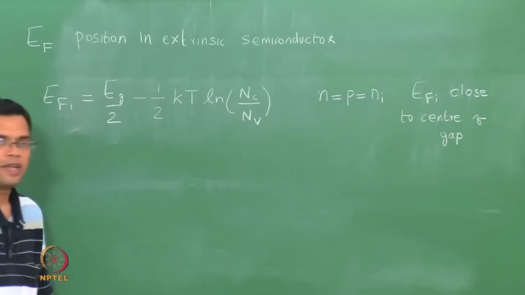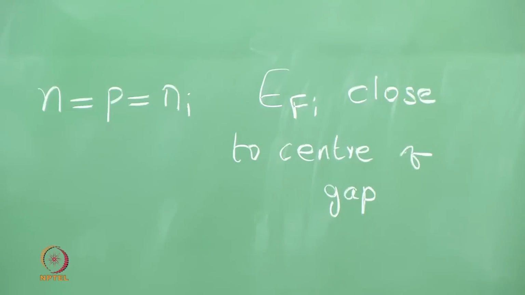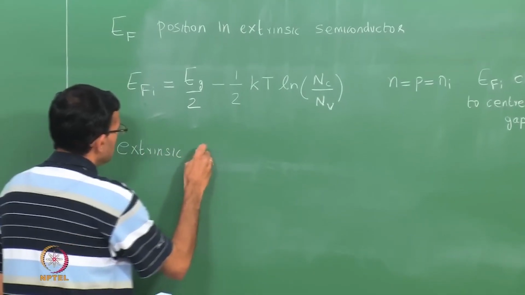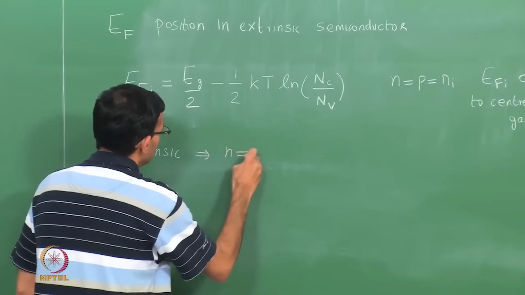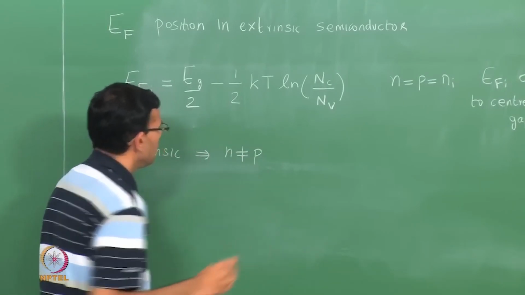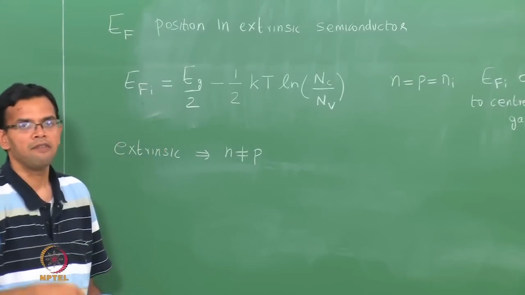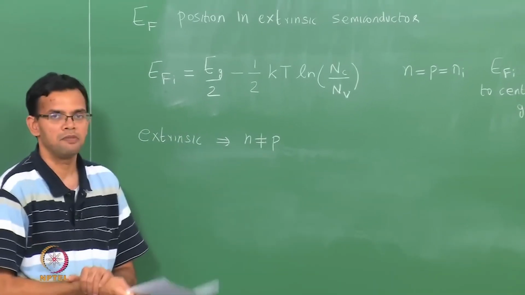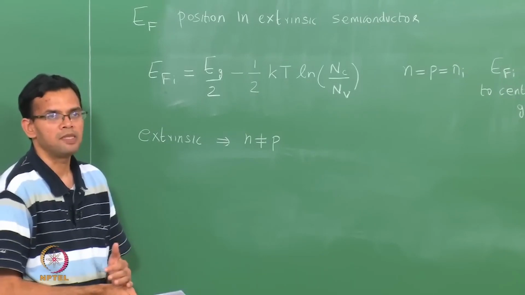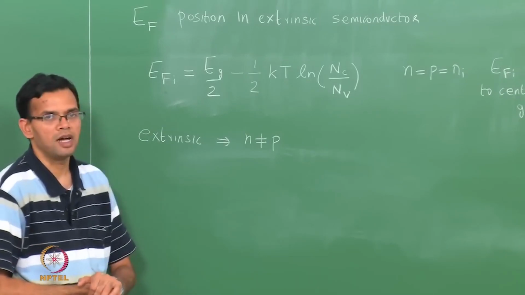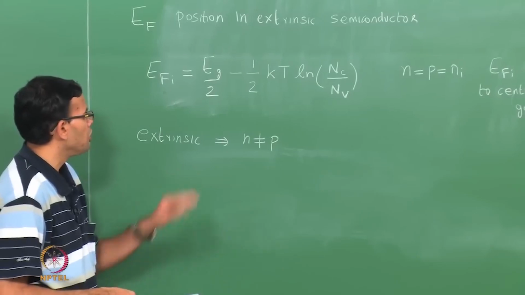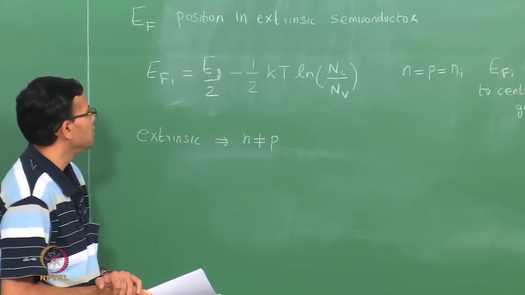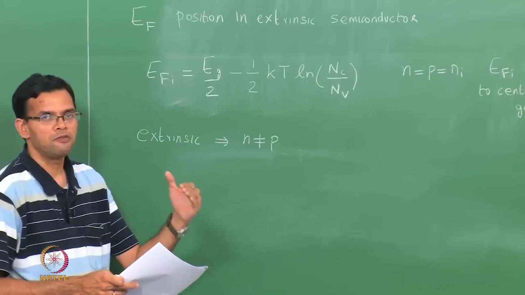In the case of an extrinsic semiconductor, n is no longer equal to p. In fact, if we have an n-type semiconductor, we see that n is much larger than p. If you have a p-type semiconductor, p is much larger than n. So, in order to compensate for this difference in n and p, the Fermi level will also shift from the middle.